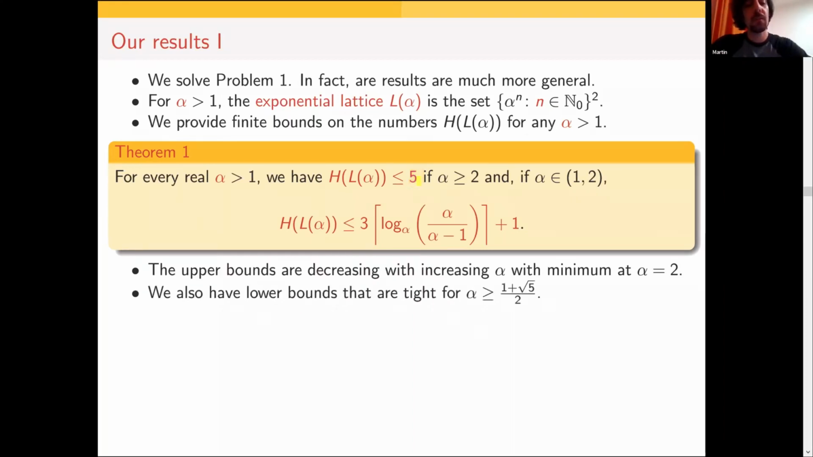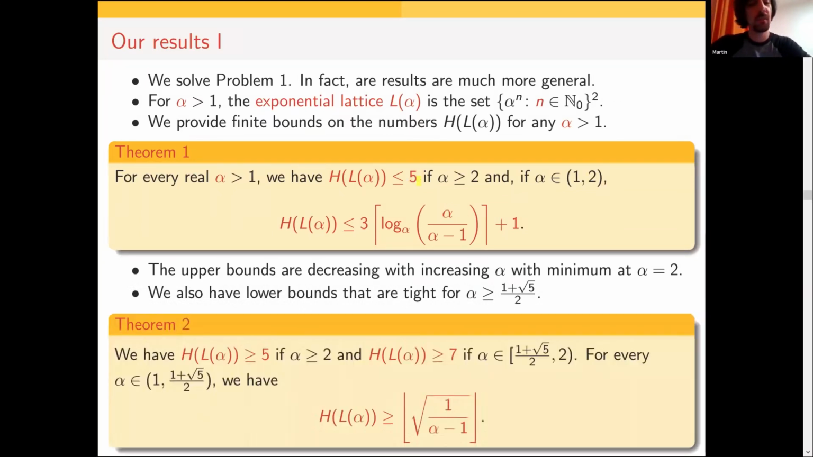We also have lower bounds, and our lower bounds are tight for any base which is at least the golden ratio. So the golden ratio will pop out somehow often in our results, which is also a little bit surprising. So our lower bounds are as follows. So this is Theorem 2. It says that the Helly number of my exponential lattice L alpha is at least 5 if alpha is at least 2. It's at least 7 if alpha is at least the golden ratio and less than 2. And for every other alpha, we have at least the following lower bound. So it's at least roughly square root of 1 over alpha minus 1.